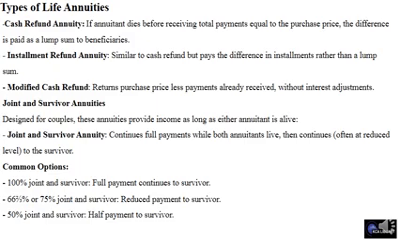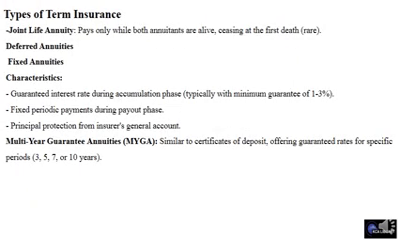So the joint and survivor annuity is designed for this purpose, and the common options are the 100% joint and survivor, full payment continues to the survivor. Then we have the 66 2/3% or 75% joint and survivor. Then we have the 50% joint and survivor, half payment to the survivor. Joint life annuity pays only while both annuitants are alive, ceasing at the first death, and it is rare.